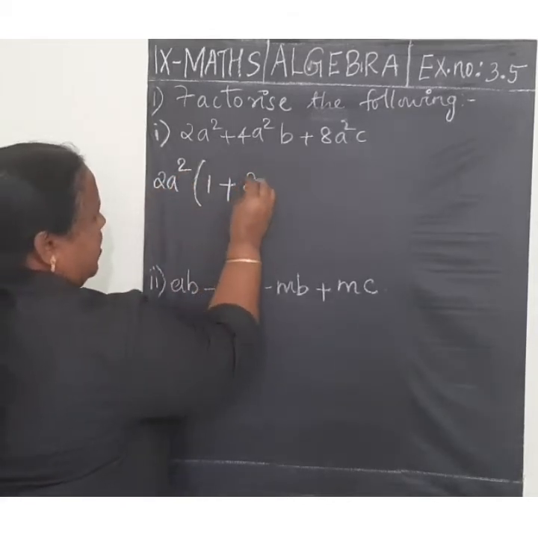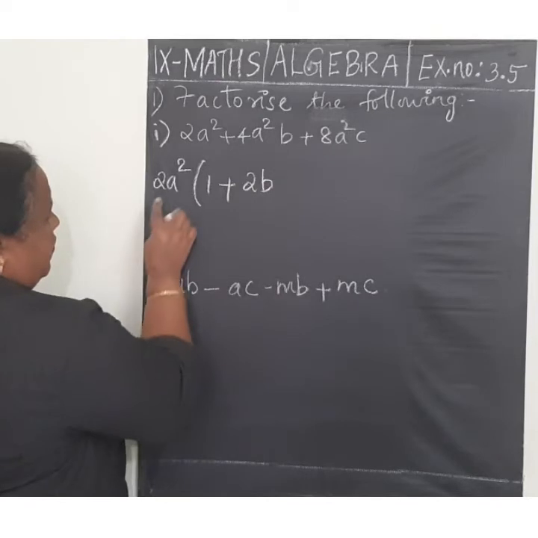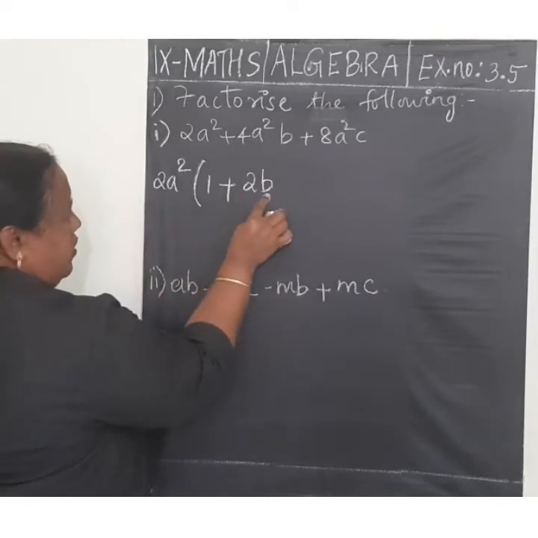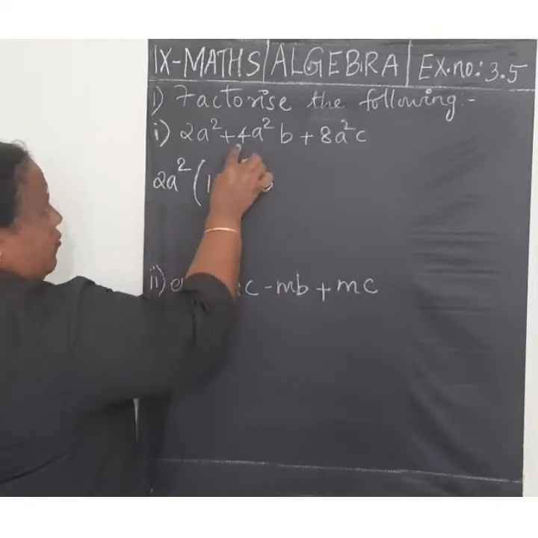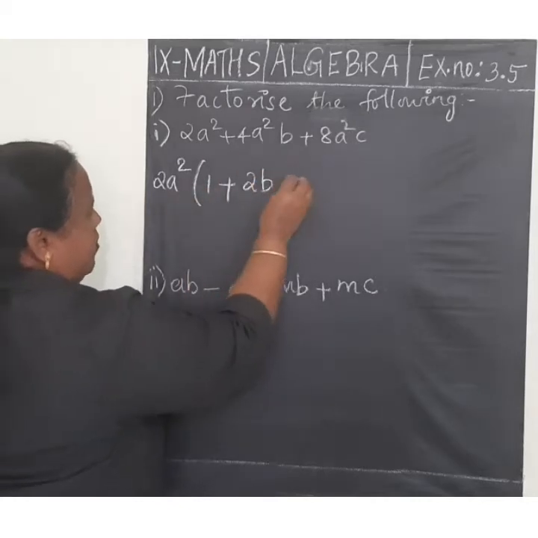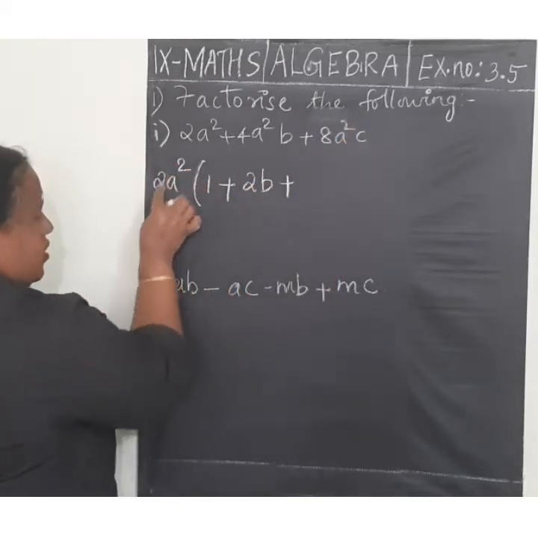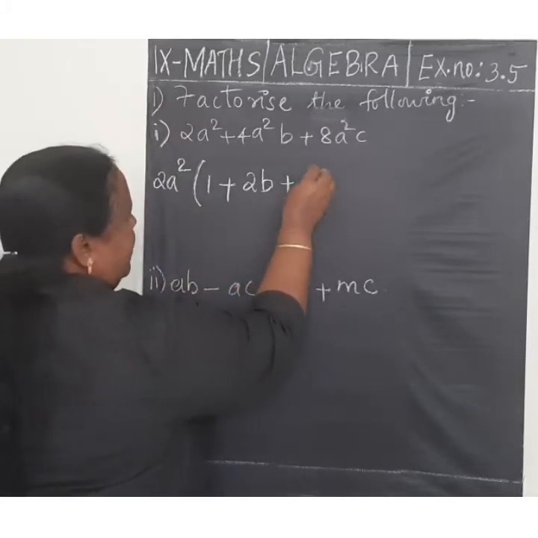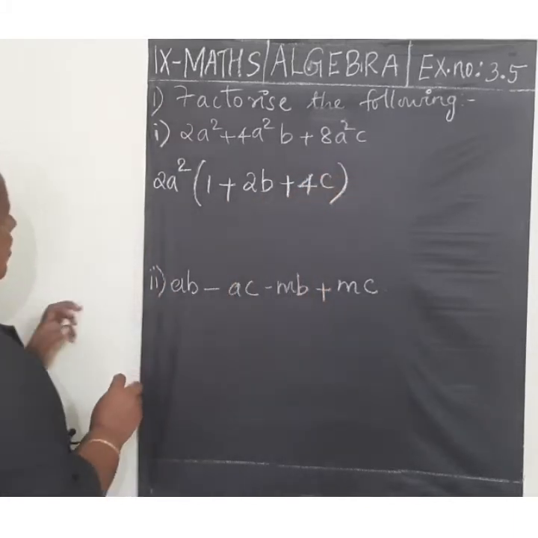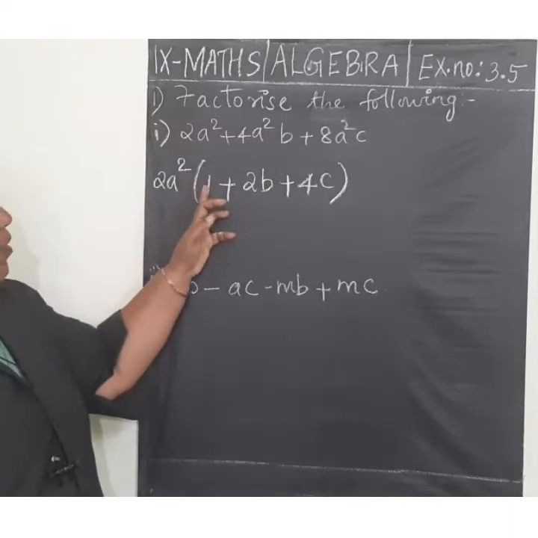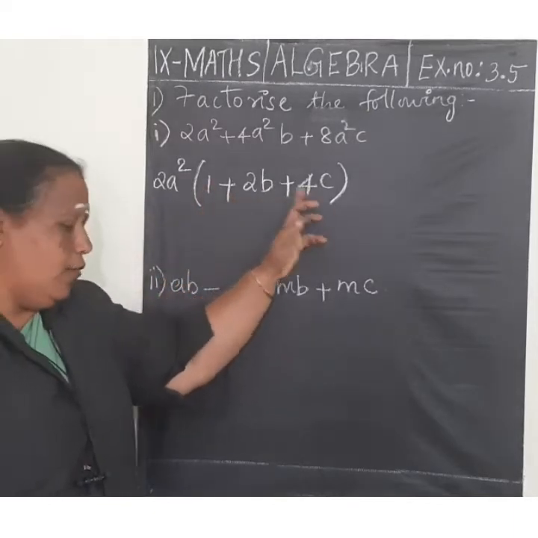So the remaining is 2b. If we multiply 2a squared into 2b, we get 4a squared b, plus this 8a squared c. We have taken 2a squared as common, so the remaining is 4c. So the answer is 2a squared into (1 plus 2b plus 4c).